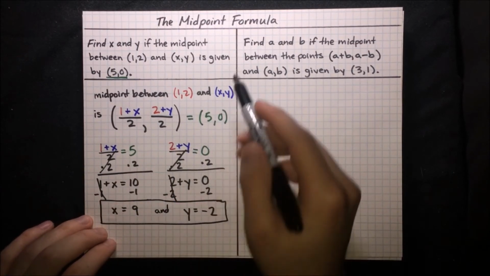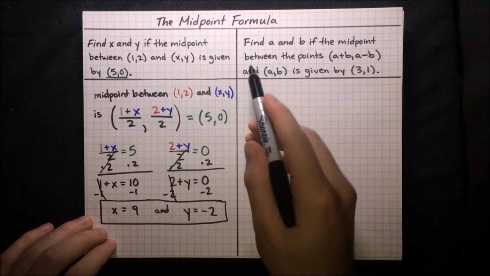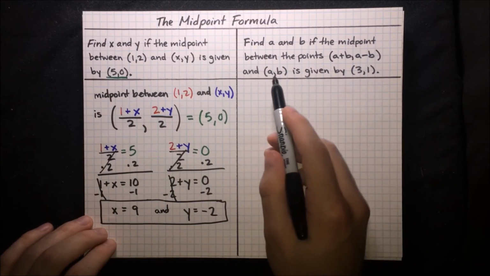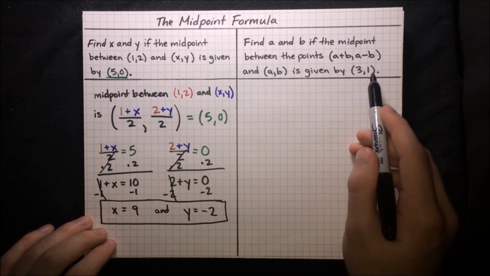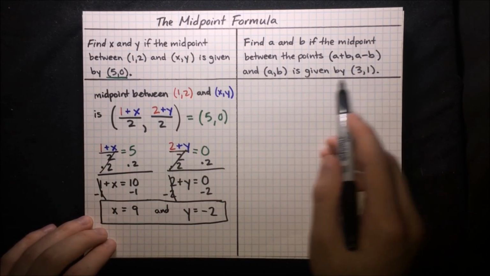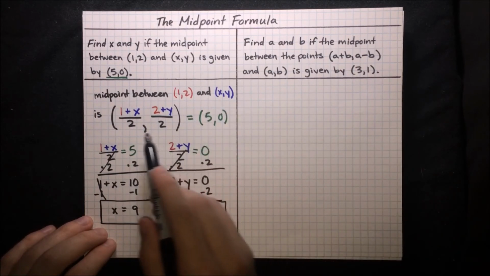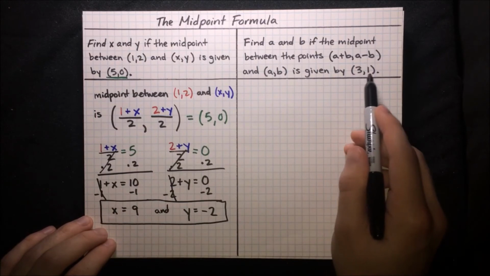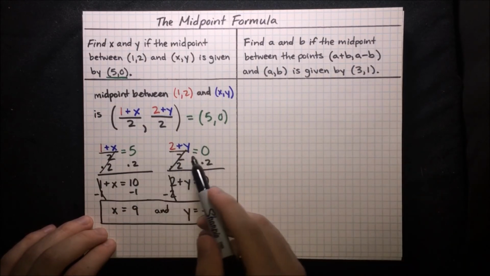Okay, on to the next problem. Find a and b if the midpoint between the points a plus b, a minus b, and a, b is given by 3, 1. Alright, so this is going to be a very similar approach. Let's just express the midpoint in terms of a and b, and then we'll set that equal to the other point, 3, 1, and then we'll get 2 equations that we can solve.